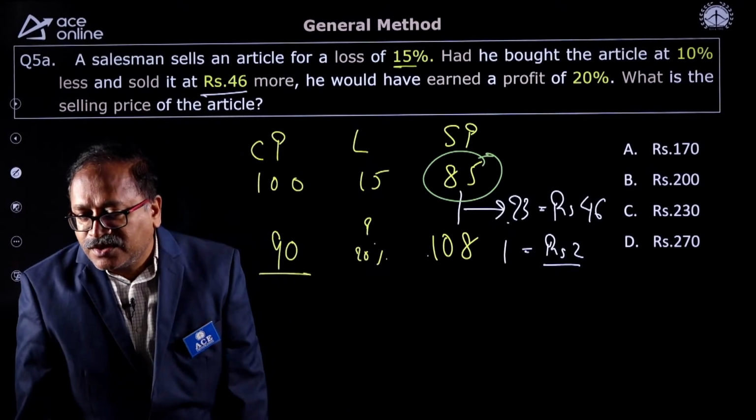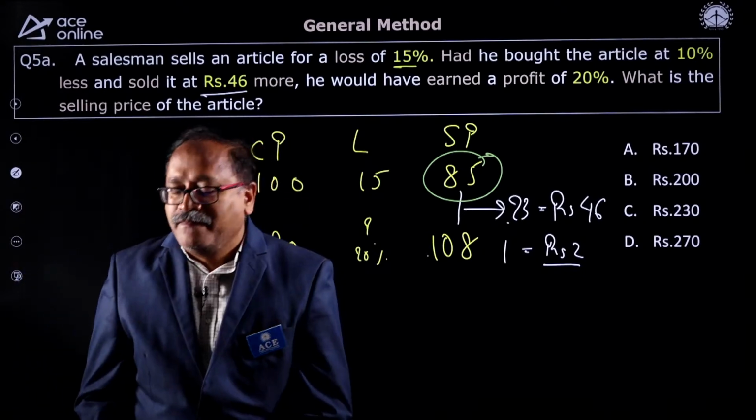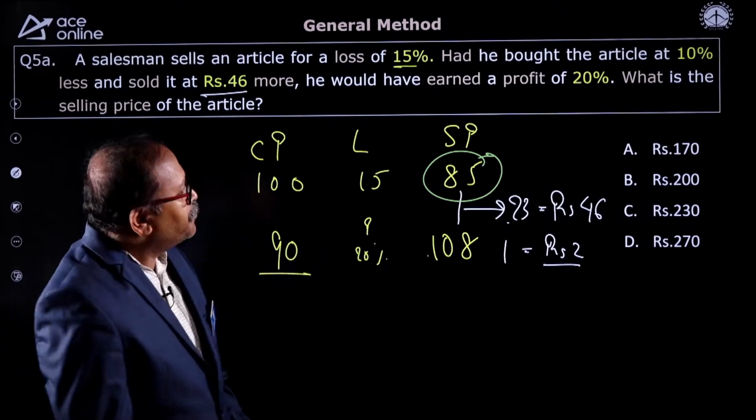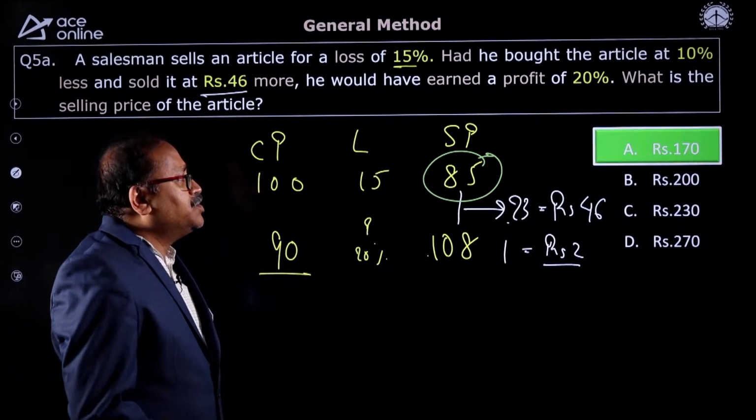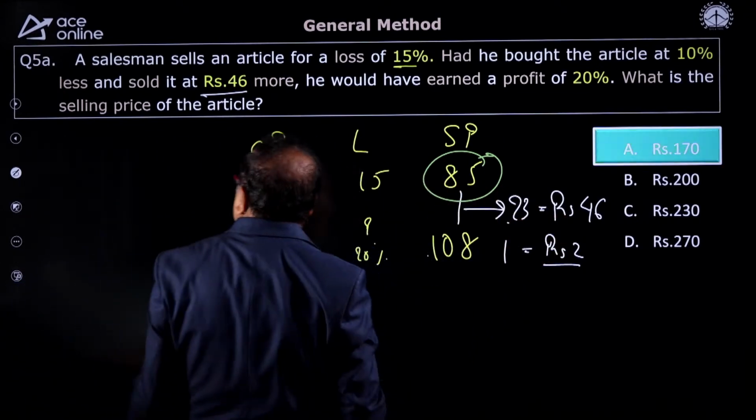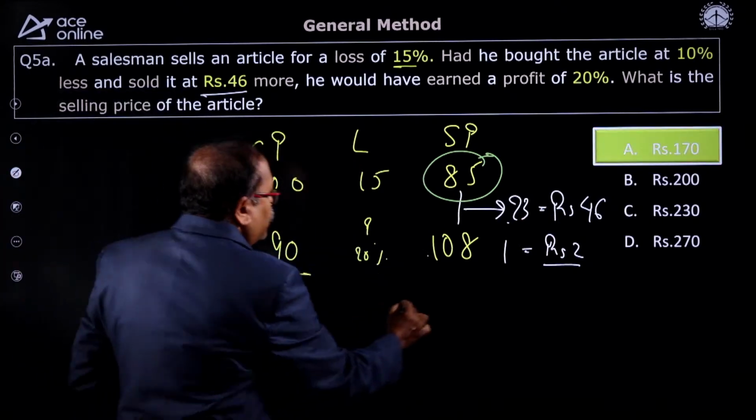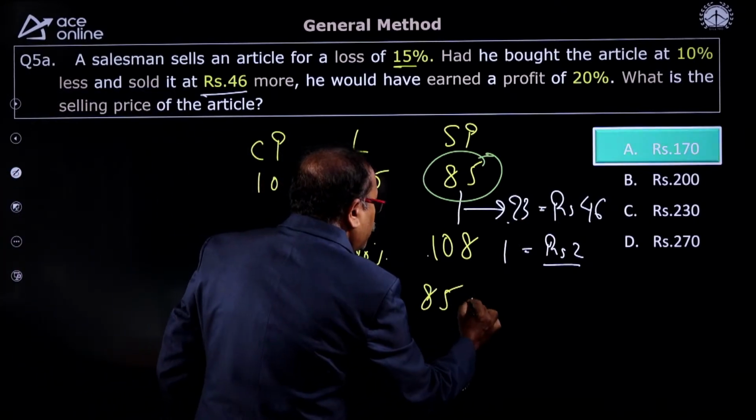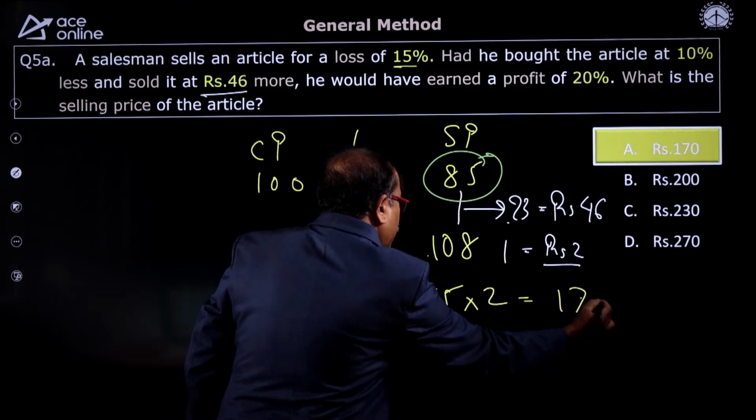Anyone answer the question? Yeah, Pawarji, namaste. 170 should be the answer. 85 into 2, I am just writing it for the sake of writing. 85 into 2 is 170.